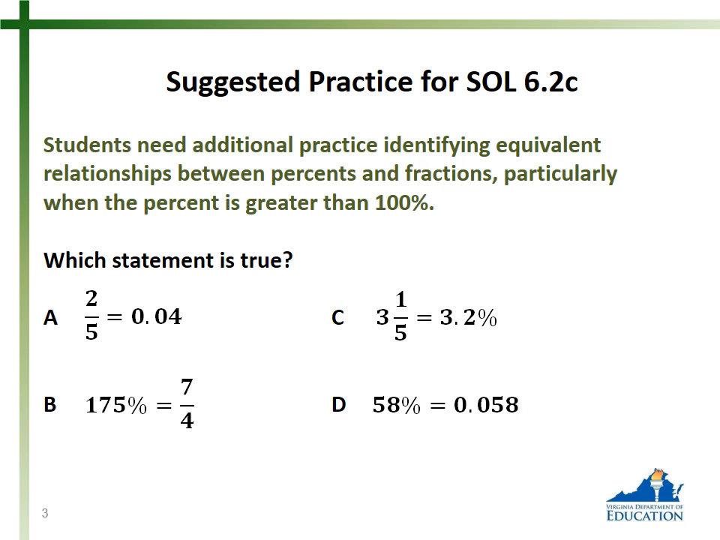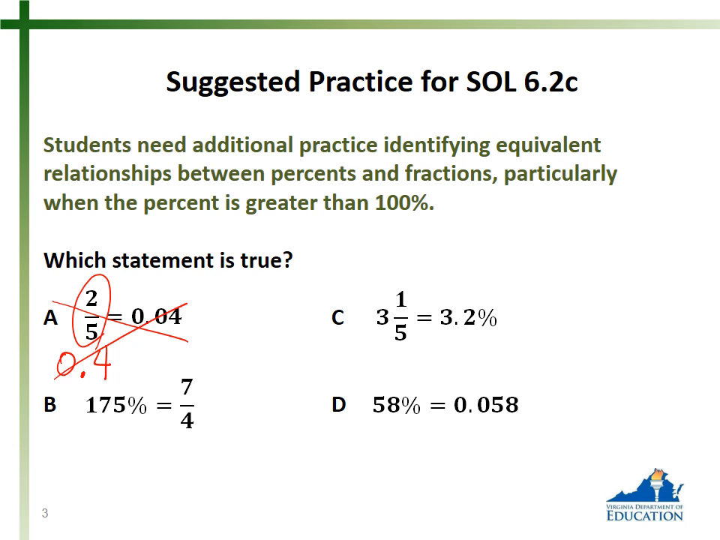So let's figure out which statement is true here. We're given these four statements. Let's go over each one of these and see which one is true. We have letter A, 2/5 is equal to 4/100. Let's go ahead and make 2/5 into a decimal. That's the same as the decimal 0.4. And so these numbers are not the same.